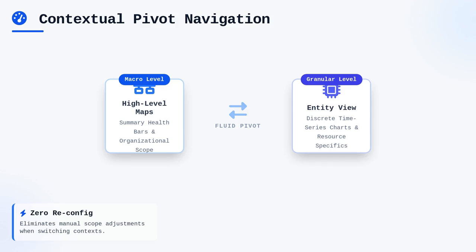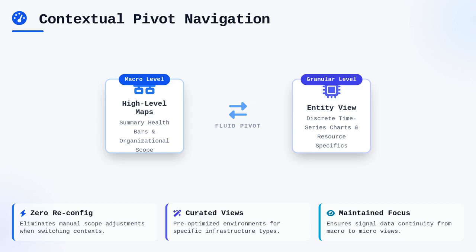This fluid navigation model is a core strength of the platform, as it eliminates the need to manually reconfigure your scope settings every time you switch contexts. You are navigating through pre-configured, curated environments that have been optimized to display the most critical performance metrics for each specific infrastructure type.